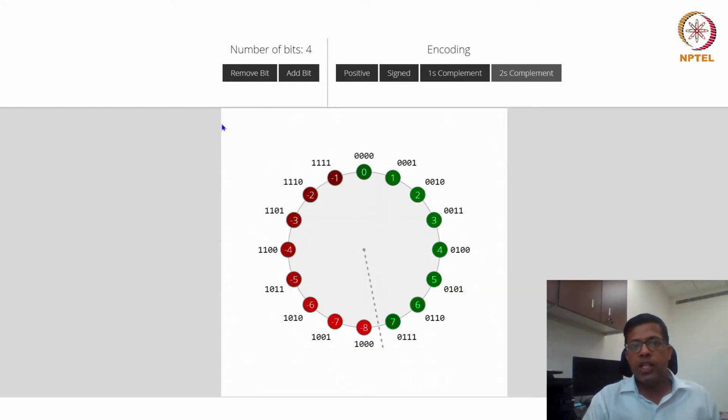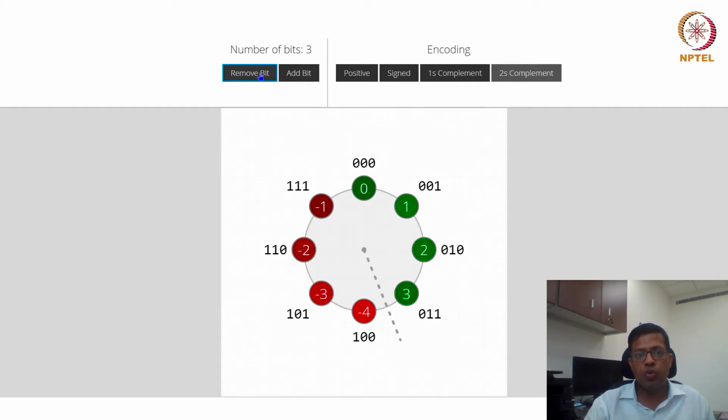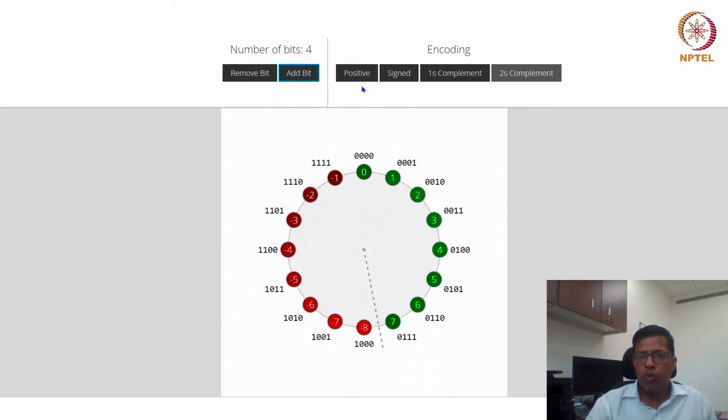So this is the website. In this website, you can see there is one side where we can set the number of bits. The number of bits could be 3, or 2, or 4. So let's say if the number of bits is 3, then it could be represented using 0, 1, 2, 3, and then minus 4, minus 3, minus 2, minus 1. Okay, and similarly using 4 bits, there are 4 ways of representing here which have been shown.